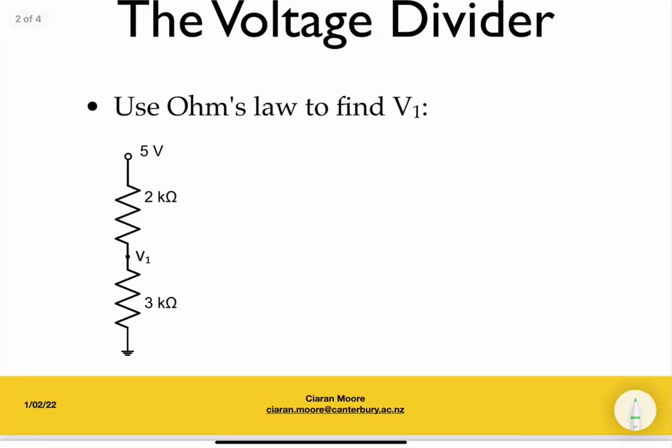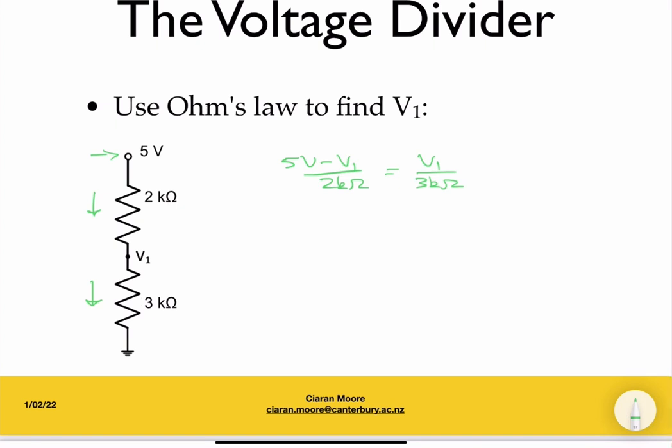Let's do a quick example. We want to find V1 when V2 is equal to 5 volts, and we've got resistances of 2 kilo ohms and 3 kilo ohms. Well, we can go through the same analysis that we did before, trying to work out expressions for the currents, and we would have 5 volts minus V1 over 2 kilo ohms is equal to V1 over 3 kilo ohms, and we can rearrange from there.